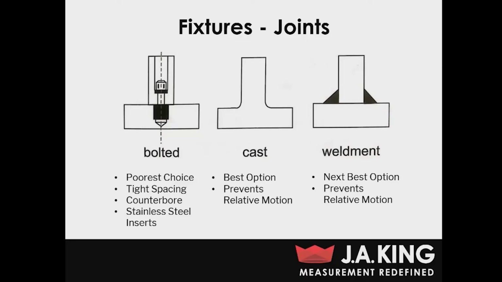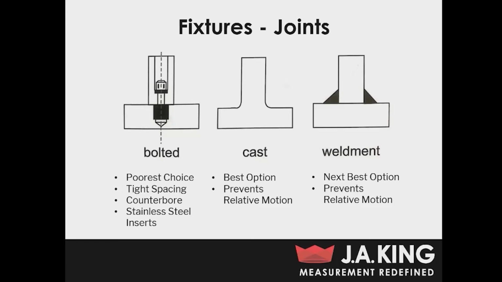Another option is to use a welded fixture, to actually weld those components together. This is still going to prevent relative motion quite well. But again, you're going to run into that problem of not being able to change up the configuration. It's going to be hard to use a welded fixture for different DUTs.